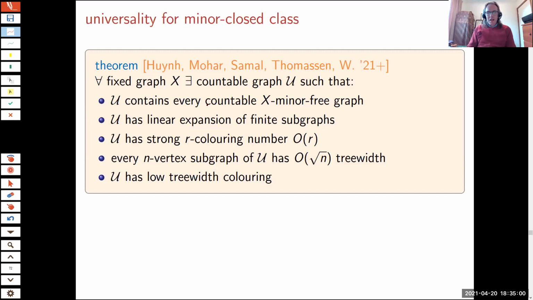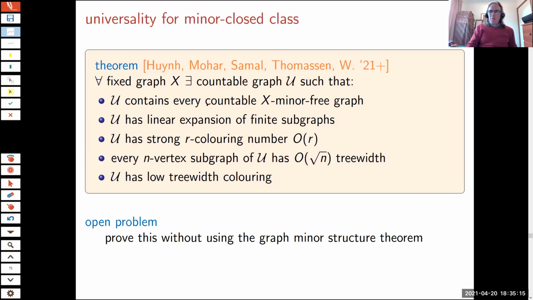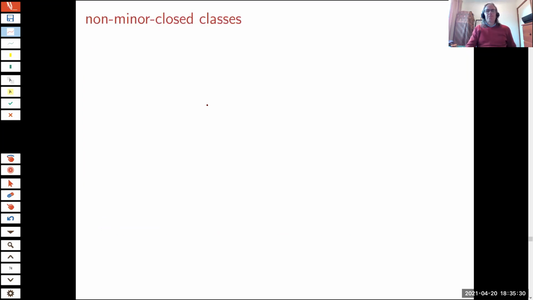So why study a class of graphs when you can just study one graph? This is the premise of this direction: just study the single graph U and you get all the properties of the minor closed class for free. Okay, a really good problem is to prove this theorem without using the graph minor structure theorem of Robertson and Seymour. Is there a direct proof of this? I'd love to see such a proof. I think that would be very enlightening.